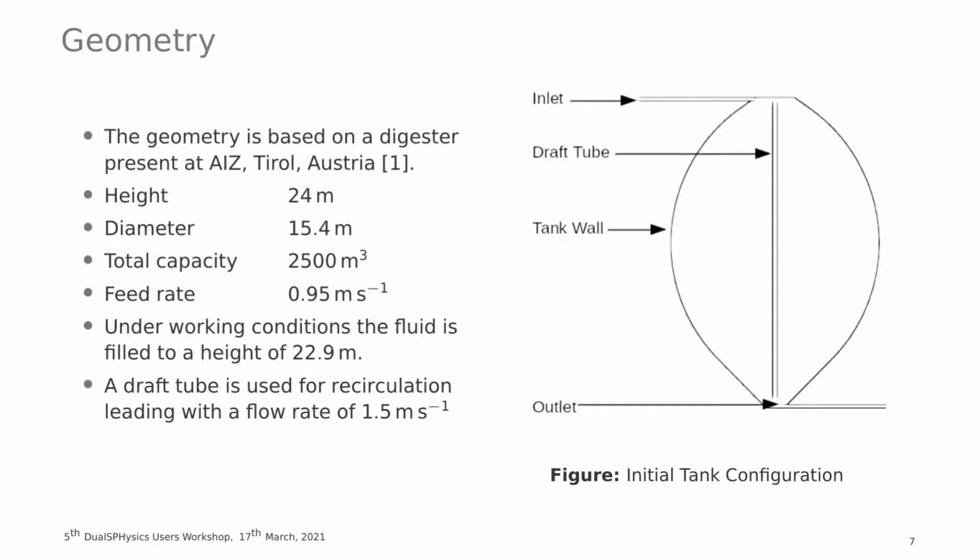Under normal working conditions, this tank is not completely full. It's actually filled only to 22.9 meters. And there's a draft tube, as you can see from the image in the center, which helps in the recirculation of the fluid. What it does is it takes in fluid from the bottom and releases it from the top, which helps in mixing, and this has a constant flow rate of 1.5 meters per second.